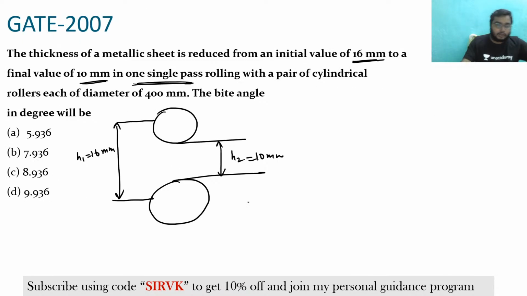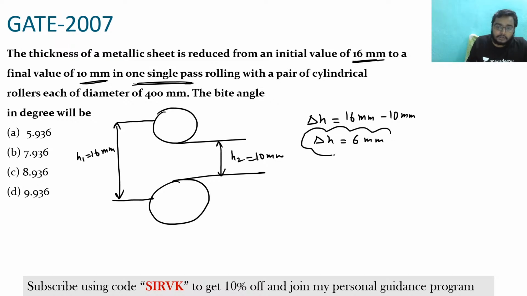9.936. Very good, very good. You have given a very correct answer. So this is the H2. 10 mm is this, this is 16 mm. Fine. So what is the delta H? Delta H would be 16 mm minus 10 mm, that is going to be equal to 6 mm. So this is the draft that you have found out. 9.82, option D. Very good Ranveen, you have also given the correct answer.